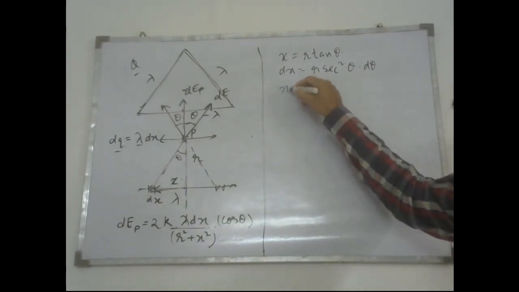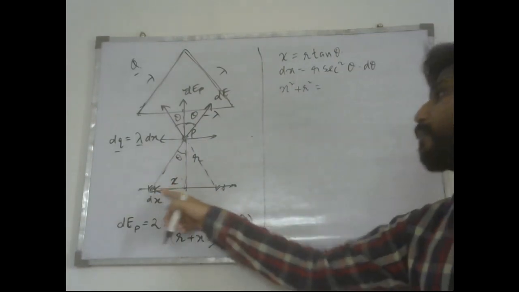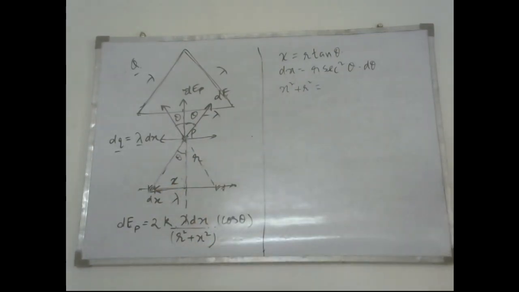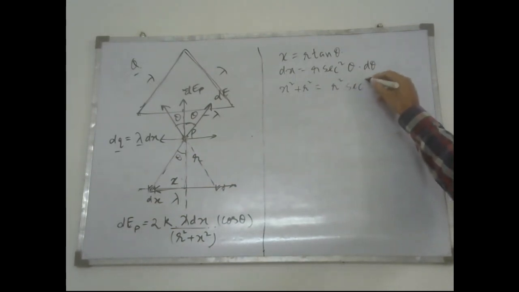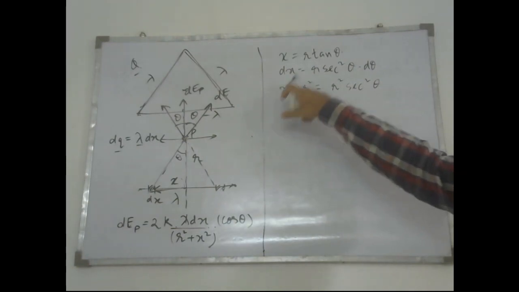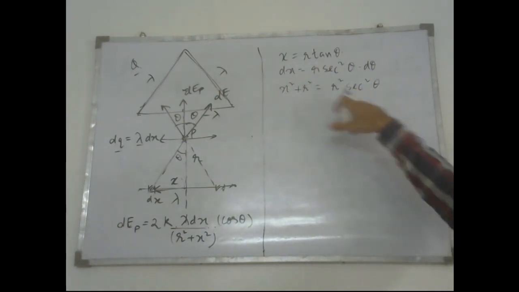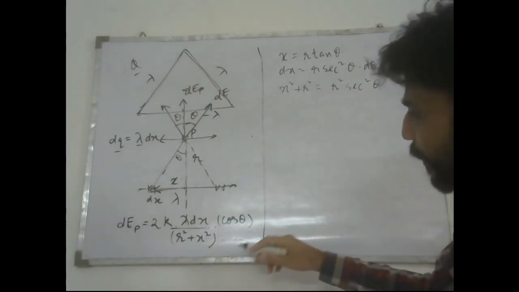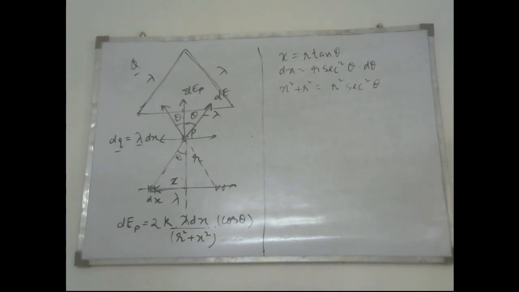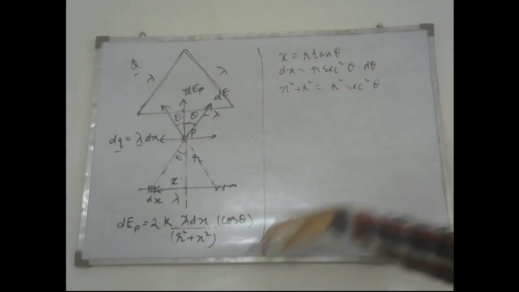And then we can say x square plus r square, that is adding these two values, x square plus r square, which is in the denominator. That should be simply r square sec square theta. Since x is equal to r tan theta, this expression becomes r square tan square theta plus r square. This becomes r square sec square theta. And again we can identify this by simplifying it even more.